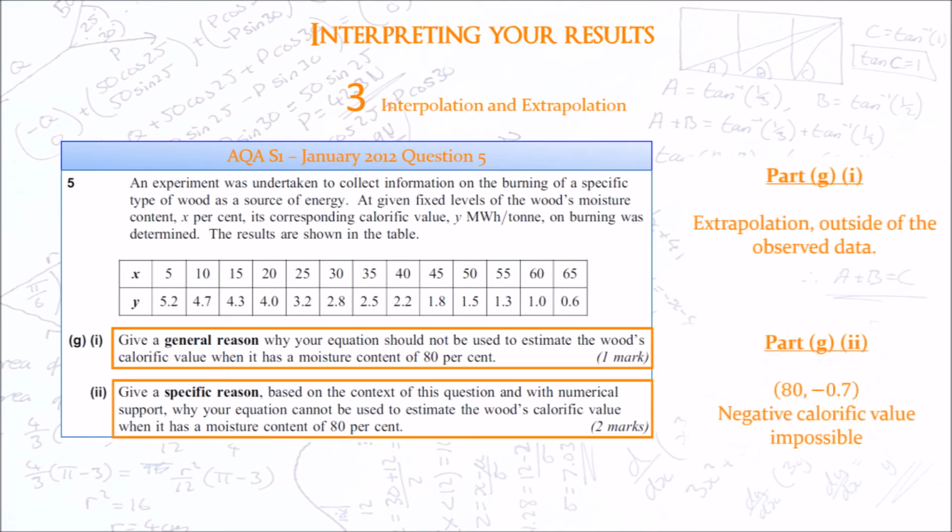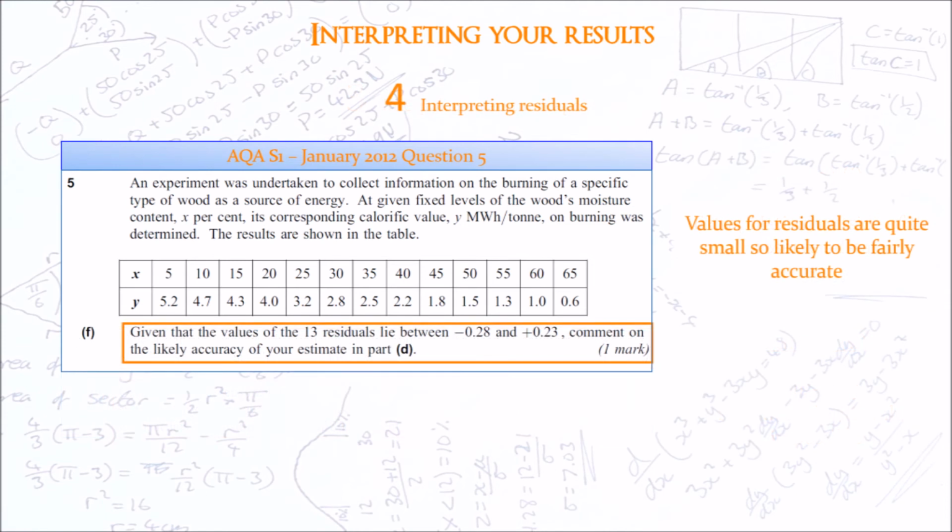While we're here, we'll have a look at the second part. It's saying give a specific reason based on the context of the question and with numerical support why your equation cannot be used to estimate the wood's calorific value when it's got moisture content of 80%. The reason why is when you actually put 80 into your equation, you would have got a value of minus 0.7, and this indicates that it's got a negative calorific value, which is impossible in context of the question.